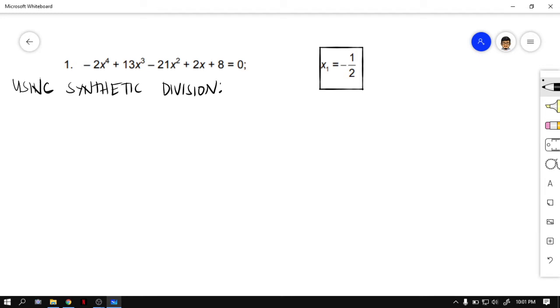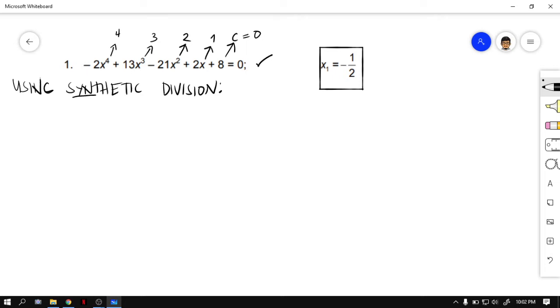Now, if you will be using synthetic division, let's first check the arrangement of our polynomial equation. It should be from highest to lowest degree. So the degree of the first term is 4, second is 3, the third one is 2, the fourth one is 1, and this is a constant, and a constant is equal to 0 degree. And if you will be observing it, it is arranged from highest to lowest. So let us continue using synthetic division since our polynomial equation is already arranged from highest to lowest degree.